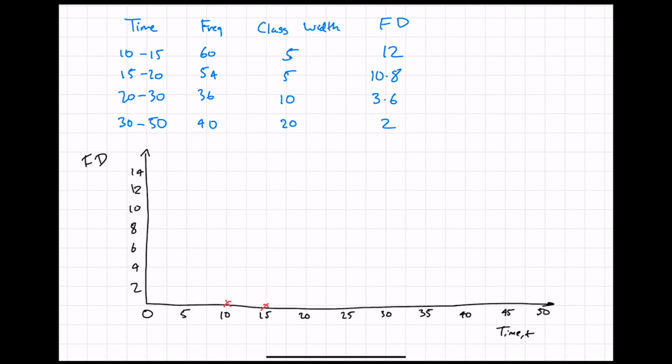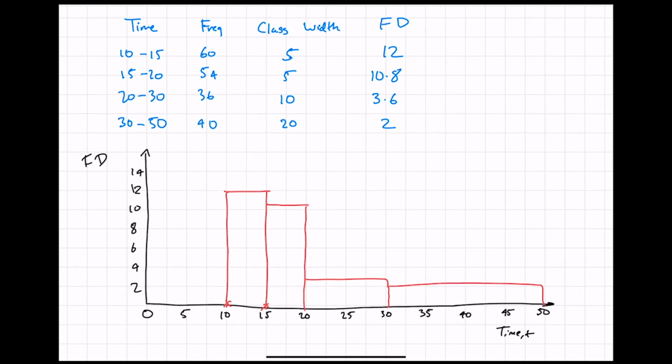What is the frequency density of that? It is 12, so we draw the bar over here. It would look something like that. Now 15 to 20 is 10.8, so that would be somewhere here. Then 20 to 30 is 3.6, somewhere over here. And 30 to 50 is just a small value of 2, so something like that. And that's all you have to do for your frequency densities. This is how you draw a histogram. We actually have a histogram now.